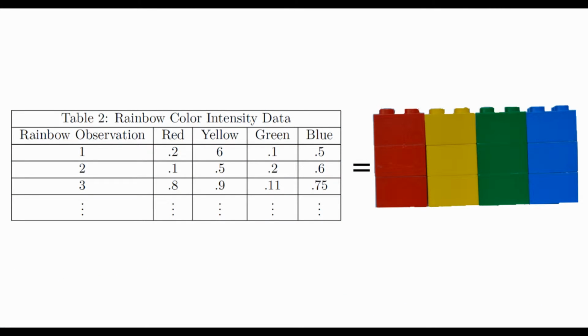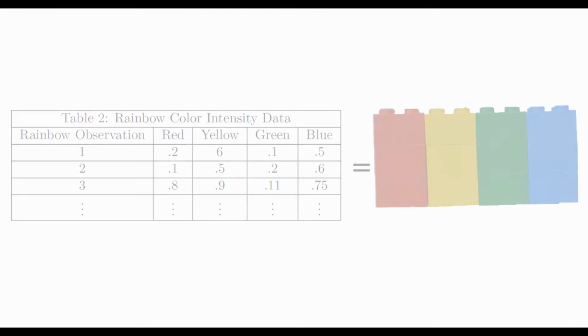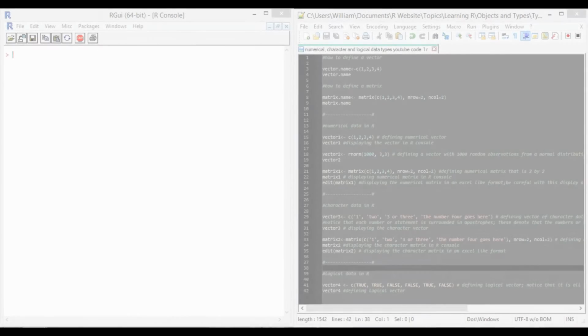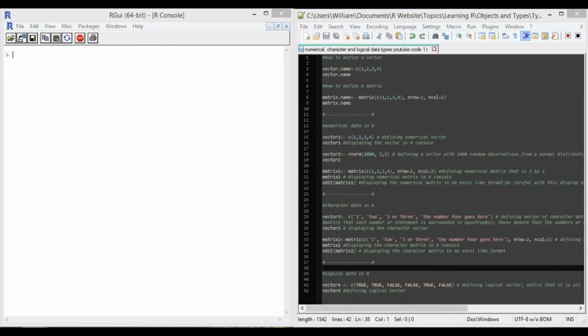For our example, it is the intensity of a color in different rainbows. Each row is all the data on the different parameters for one observation. For our example, one row contains all the information about the different color intensities of one rainbow. And now let's talk about the different kinds of objects. Objects can be defined to be numeric, character, or logical. However, let's first go over how to define vectors and matrices.